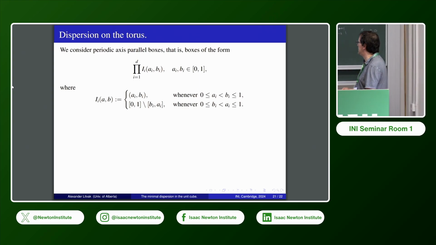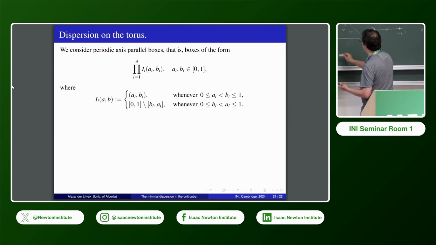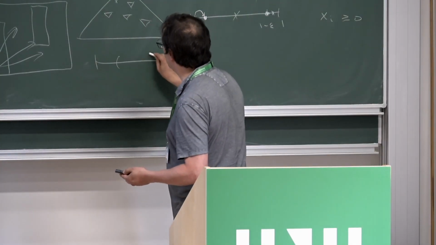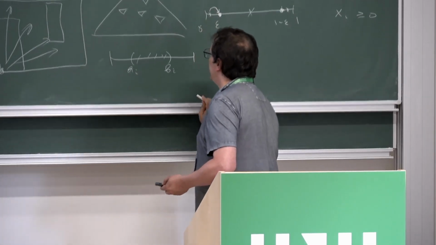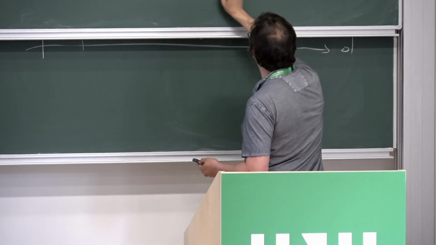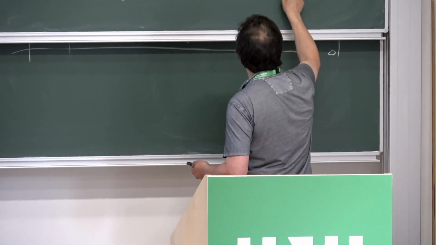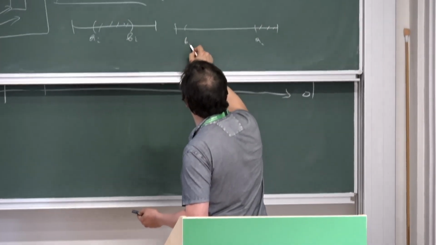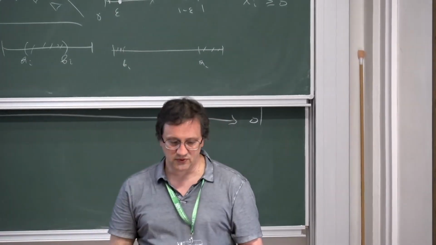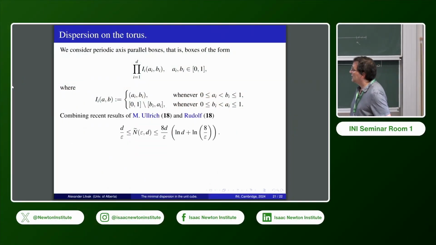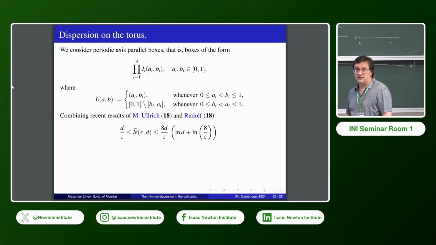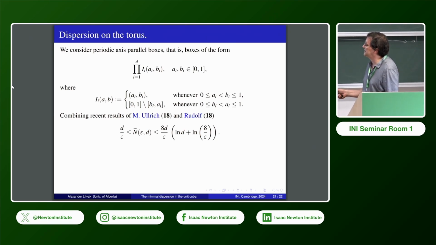the torus when we consider not only segments, well, standard segments like this, here is AI, BI, but also such segments. So AI is larger than BI, so we take this part and this part. So we just pass to torus and ask exactly the same question. Then just combining results of Mario, who proved lower bound, and Rudolph again in the same paper, we have such bounds.